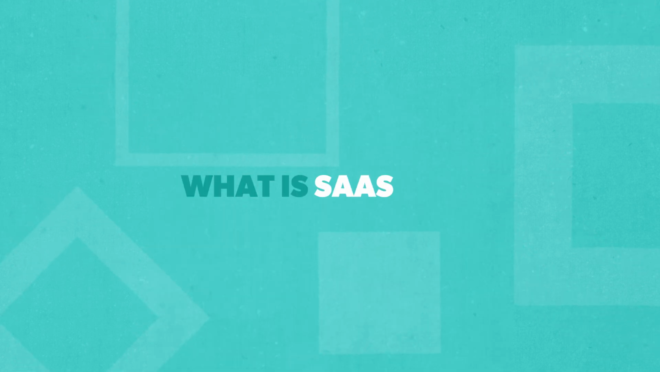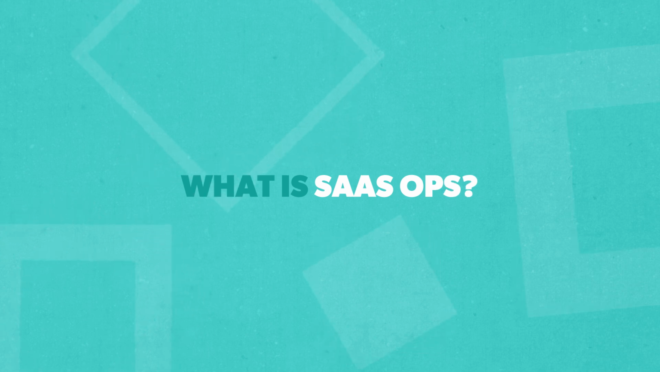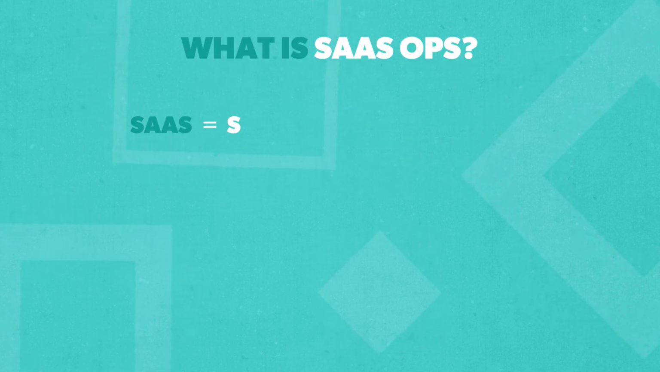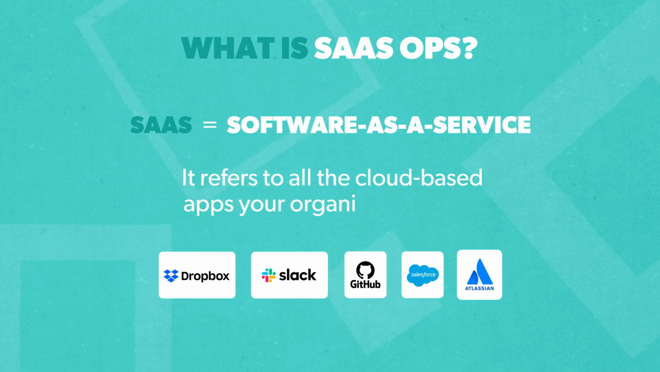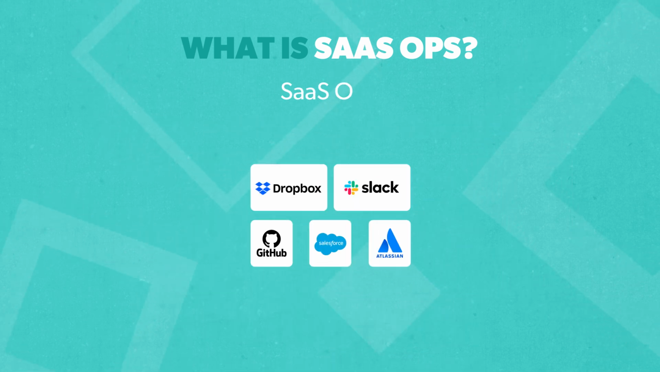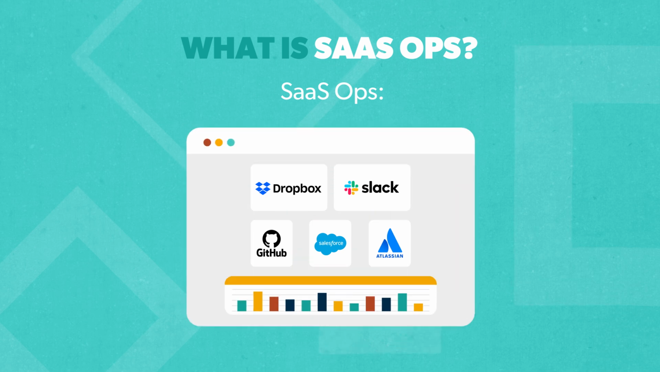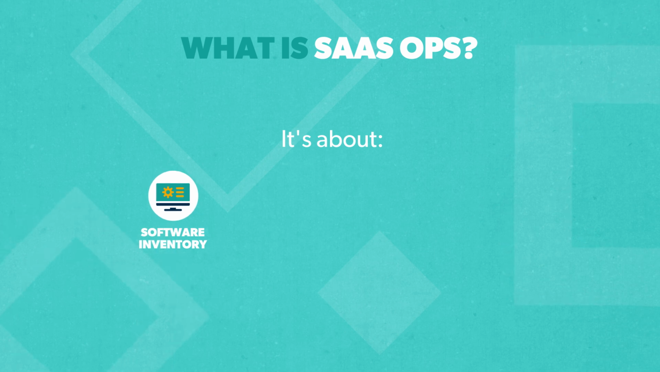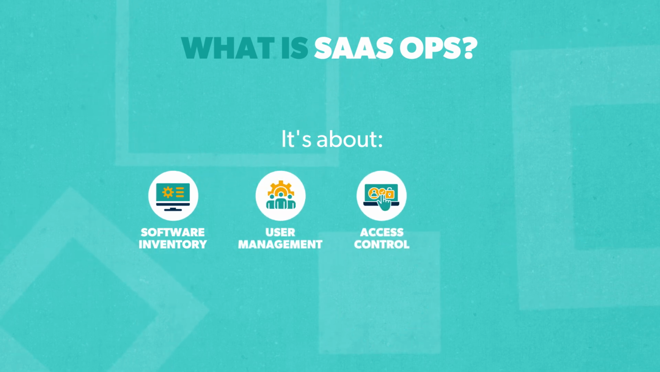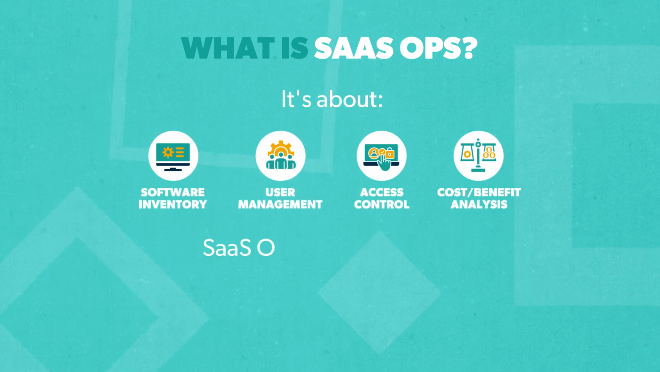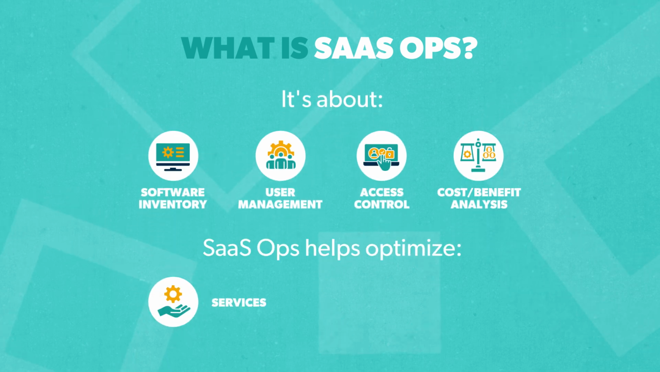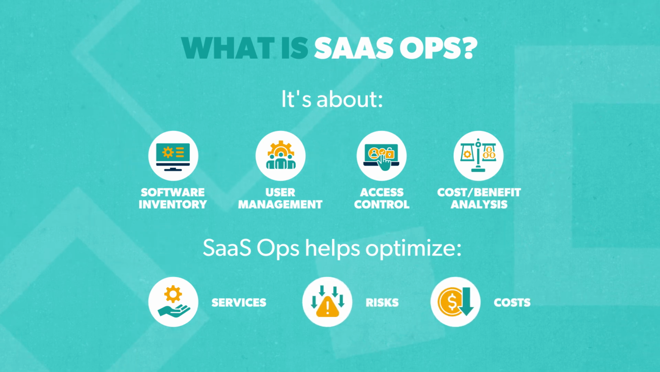So what is SaaS Ops? And how do you make it work for your team? SaaS stands for Software as a Service and refers to all the cloud-based apps your organization uses. SaaS Ops is the engine that centralizes the management of all that cloud software. It's about knowing what software you have, who uses it, how to control access to it, and what the costs and benefits of them are. The goal of SaaS Ops is to help your organization make the most out of the services they use, while keeping security risks and costs to a minimum.